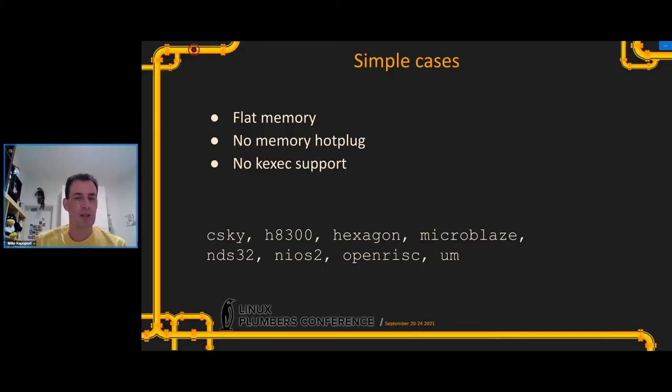For the most part, physical memory is represented by the memory map, struct page. It works really well for cases when the memory is flat, when there is no memory hot plug, and when there is no KEXEC that the architecture supports. So these are the architectures that actually fall into this category, and probably these are not the most exciting examples of the machines you can run Linux on.